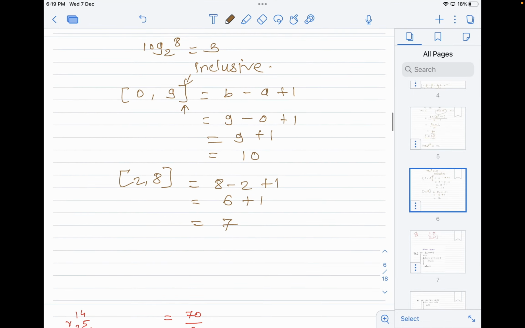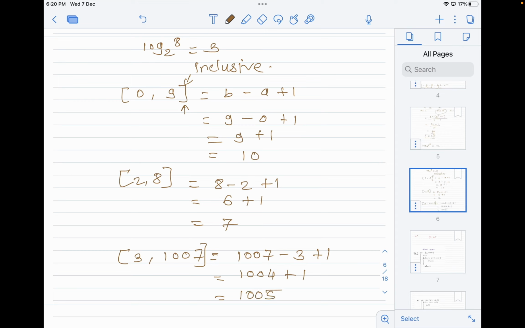Suppose you have a big number, like 3 to 1007. Is it possible to count on your fingers? No, right? So how will you do it? 1007 minus 3 plus 1, it is nothing but 1004 plus 1 is 1005.